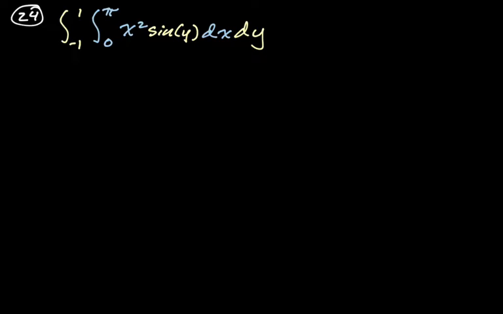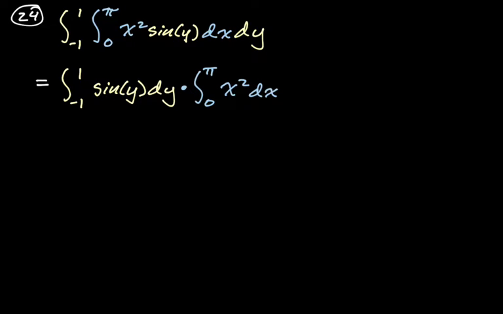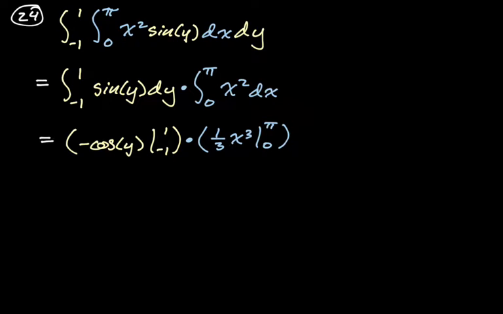All right, but still, it's just a function of x times a function of y. So let's split it, and then we're going to integrate. Sine integrates to negative cosine from -1 to 1. X squared goes to 1/3 x cubed from 0 to pi. And then we evaluate this.